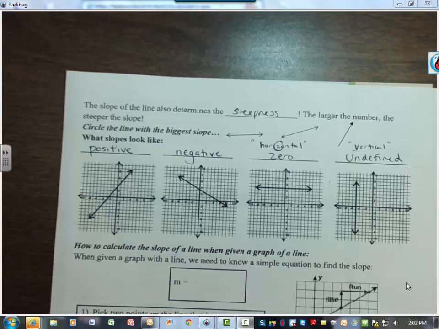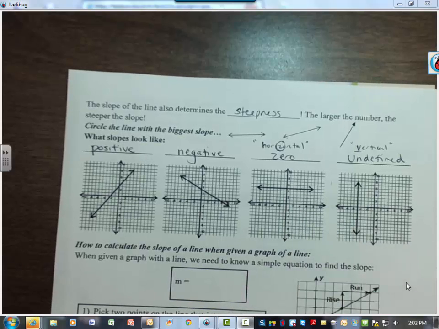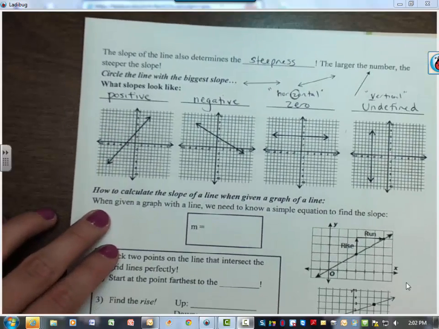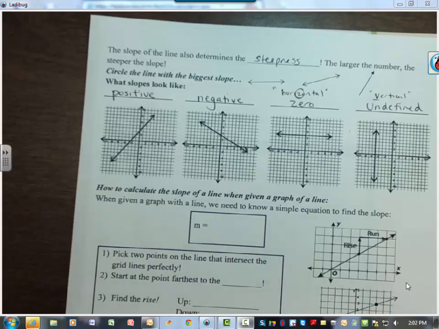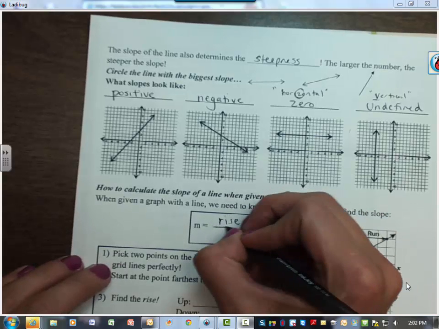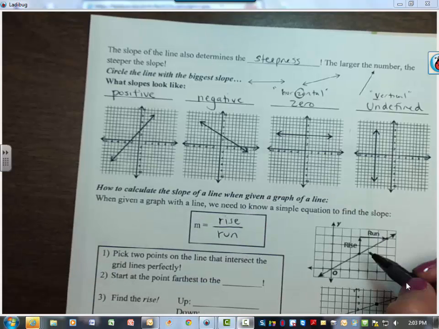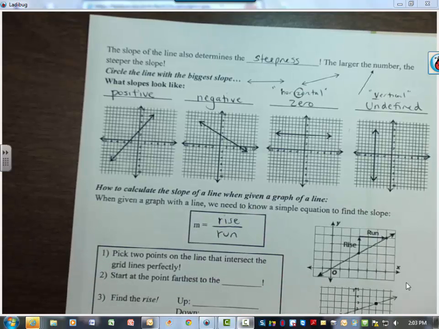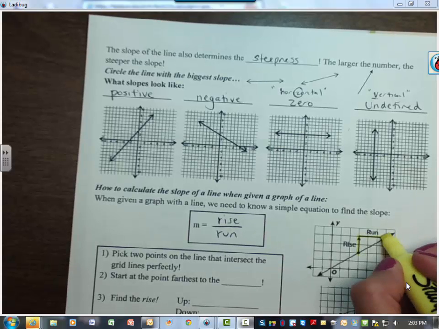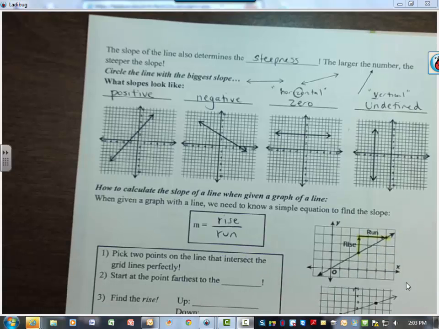Okay, now we need to figure out from this graph how we can actually find that slope or the rate of change. Remember that it's the same thing. So when given a graph with a line, just like we are here, we need to do a simple equation, which was rise over run. So if you look right here, here's a diagram. Our rise again is going up or down. In this case, it's going up from this left point. Okay, and then it's running to the right to this next point. So I'm going up and to the right.